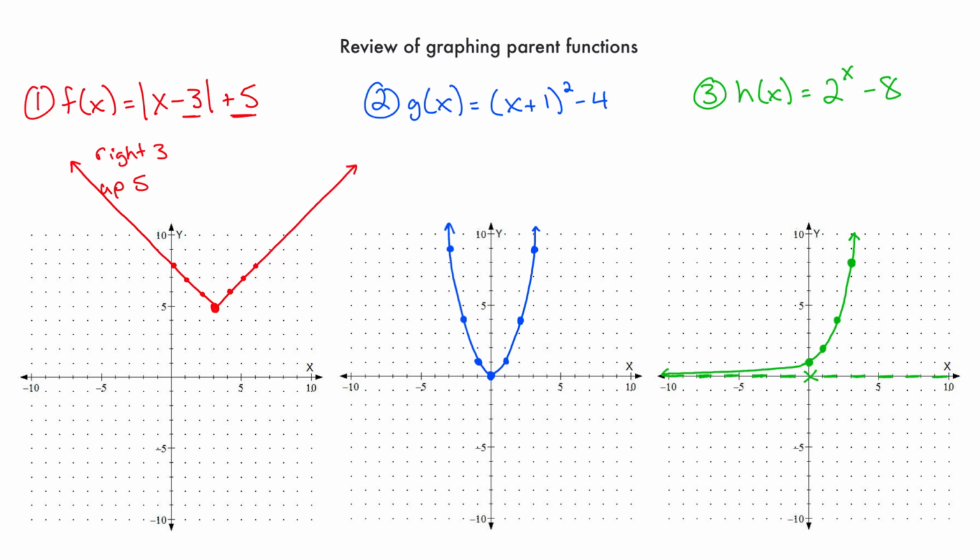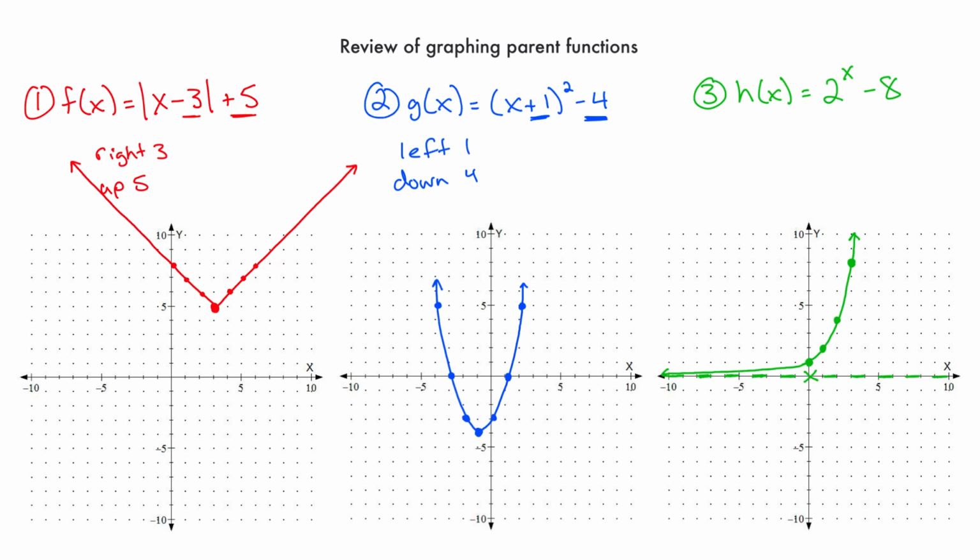Problem number 2, similar approach. I have g of x is equal to the quantity x plus 1, squared, minus 4. That plus 1 that's inside the parentheses is going to shift us left 1, because when it's inside the parentheses we do the opposite. But when it's on the outside of the parentheses, like the minus 4, that's going to shift us down 4, because when it's on the outside, it does exactly what we think. Negative moves down, positive moves up. So all I'm going to do is take the parent function, which I have right here, and shift it left 1 and then down 1, 2, 3, 4. And this is what the graph of g of x would look like.